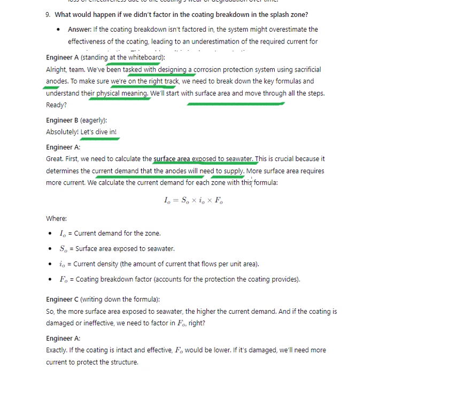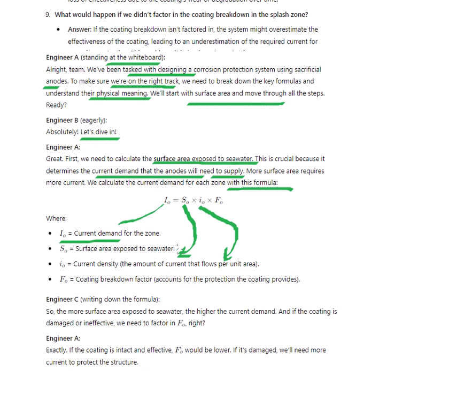More surface area requires more current. We calculate the current demand for each zone using this formula. We know the current demand for this particular zone, and S0 is the surface area exposed to seawater of that zone. I naught is the current density, the amount of current that flows per unit area.